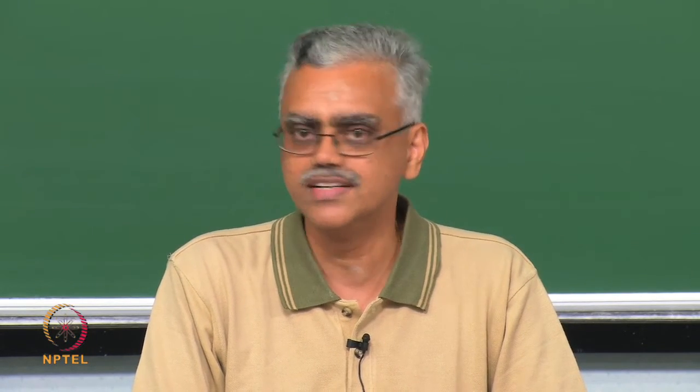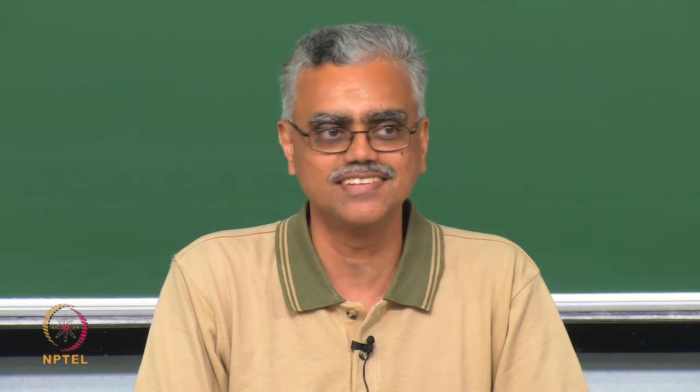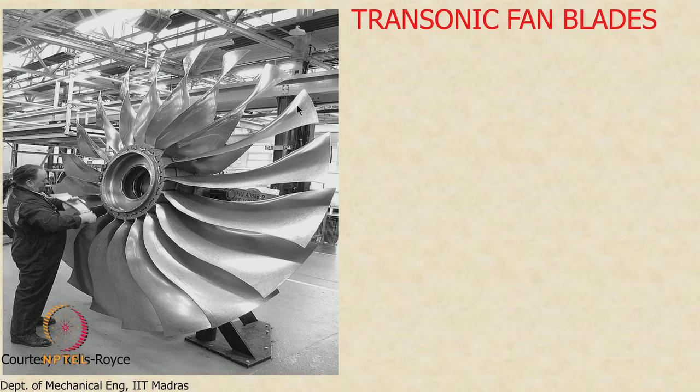A 15-pound blade, you can take a single blade like this and hang a train locomotive from it, it will not budge. That is how strong it has to be. But it has to be slender, because the flow here is, relative Mach number is supersonic. We can't put, as you know, thick bluff bodies in supersonic flows.